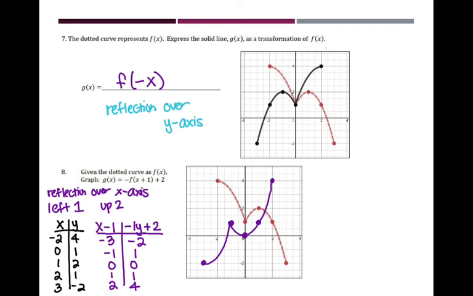So I can see that there was a reflection because now it's upside down. I can also see that the graph has shifted to the left 1 unit and up 2 units after the reflection.